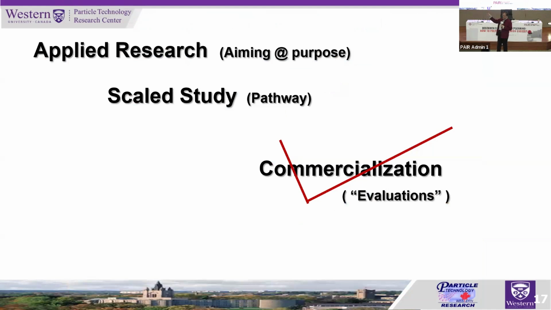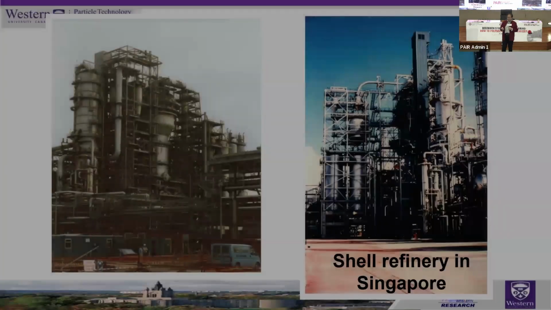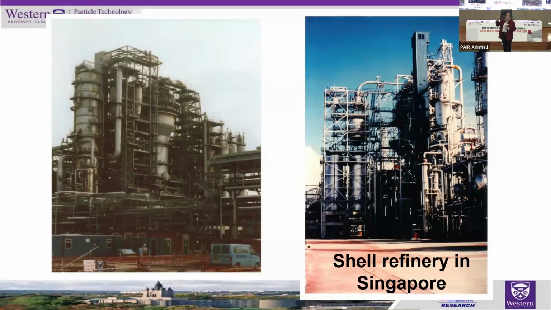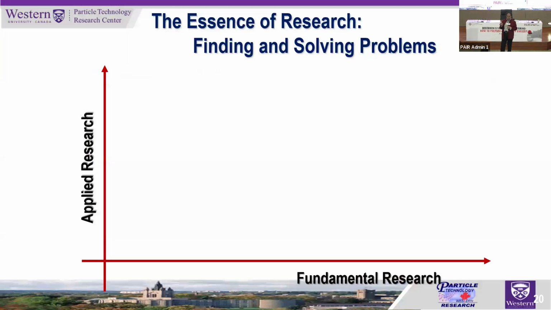You're aiming at a purpose. And usually, for example in chemical engineering, it's a more scale-up study. And of course, commercialization and evaluation are always important. Success makes one happy, but sometimes you can also generate garbage if you didn't design correctly. This is why I participated in the design of the Shell refinery in Singapore when I was working for Shell. And we were successful in that, it's still there. But you could generate some garbage, which didn't realize. You design everything, but you cannot start. It generates garbage. Those things also happen. So that's applied research; it becomes a ghost town or ghost factory.